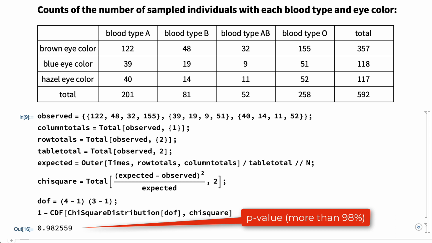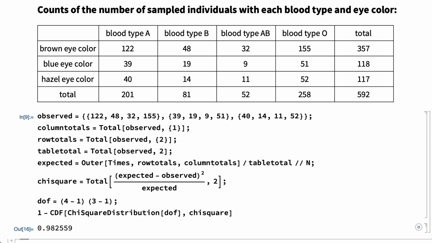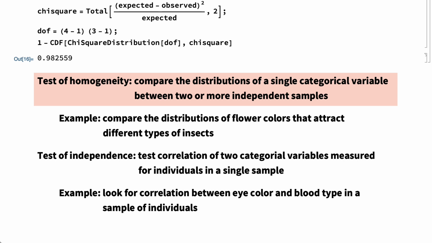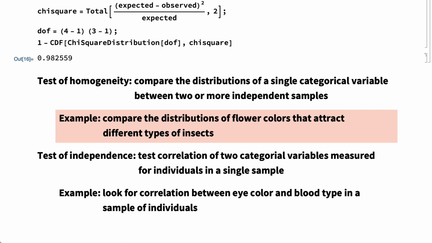The difference between a test of homogeneity and a test of independence is not in the calculations, but in the type of data and in the question that is being answered. In a test of homogeneity, like the first example, there are 2 or more samples, and the question addressed by the hypothesis test is whether those samples were drawn from populations with the same distribution. In the flower bed example, there is a sample of honeybees, a sample of bumblebees, and a sample of butterflies, and the null hypothesis is that the distributions of flower colors that attract these different insects are all the same.